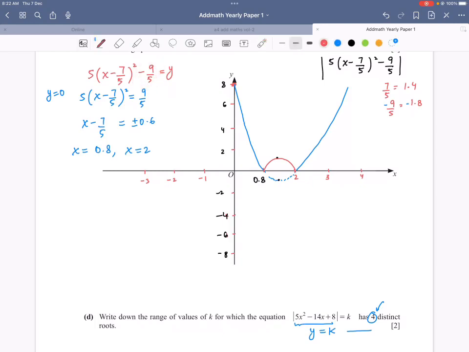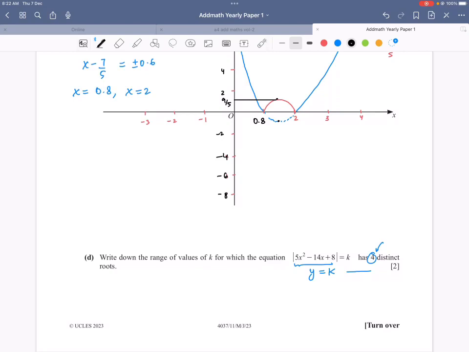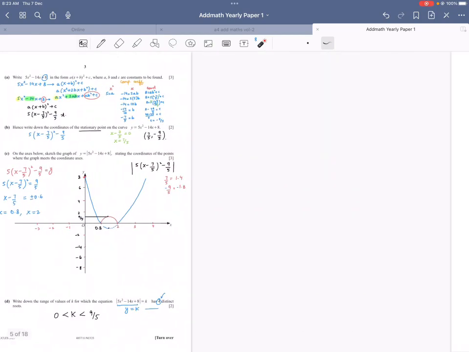I'm just labeling it on the diagram. Here we have a point, this point we have, it's 9/5. That is the turning point we had found already. So for the value of k, it must be greater than 0 and less than 9/5. Why? Because when it passes below 9/5, the line cuts the curve at 4 points, and that is our condition, and that is the answer.